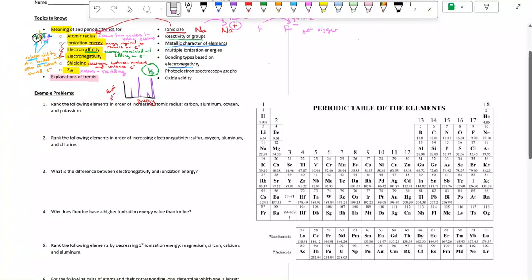Okay. All right. So we're looking at the periodic table. You'll definitely have access to the periodic table. Okay. Here it says we're supposed to rank the following elements in order of increasing atomic radius. Okay. And we're looking at carbon, aluminum, oxygen, and potassium. Okay, and so if you're just asked to rank them, you don't have to explain them. You want to know your trends.